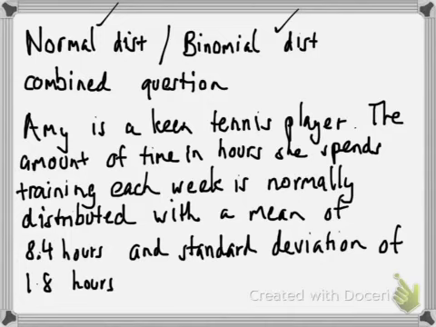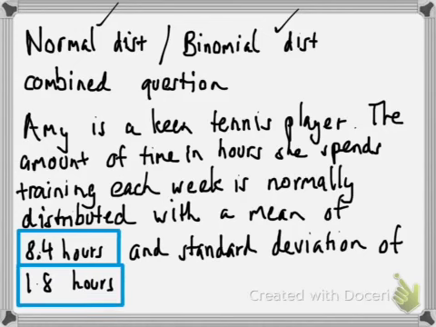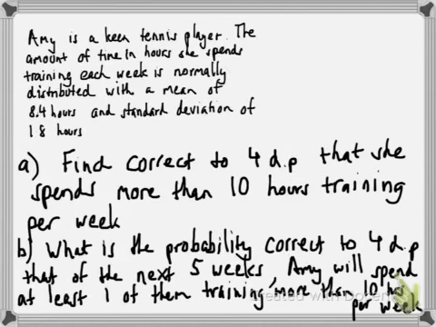Amy is a keen tennis player. The amount of time in hours she spends training each week is normally distributed with a mean of 8.4 hours and a standard deviation of 1.8 hours. Find, correct to 4 decimal places, the probability that she spends more than 10 hours training per week. Okay, so we're looking at more than 10 hours, and we've got our mean and standard deviation there.